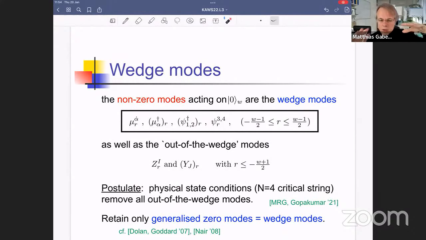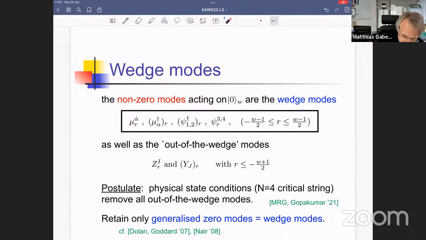And the idea is that there's only one copy of the combined left and right moving wedge modes that survives, because the wedge mode should be thought of as some sort of generalized zero modes. Just like in normal string theory, you don't have separate zero modes left and right. Somehow the zero modes are glued together. And therefore, for these wedge modes, you should only retain one copy, despite the fact that the full string theory obviously has left and right moving fields.